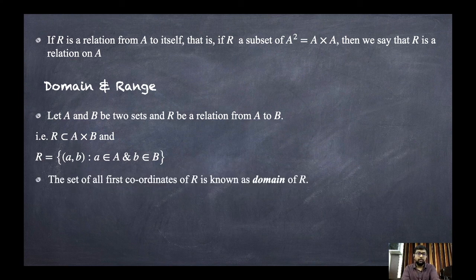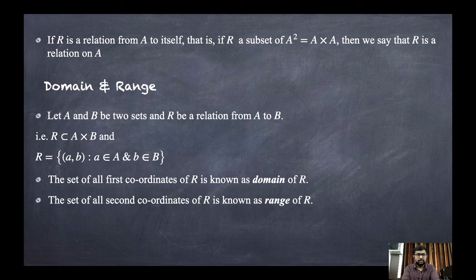Now the set of all first coordinates of R is known as the domain of R. So whenever we combine all these first coordinates, that is the domain of R. In a similar manner, when we combine all the second coordinates of R, that is known as the range of R. So the set of all second coordinates of R, the relation, is known as the range of R.